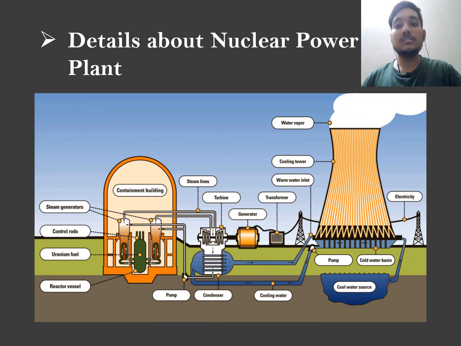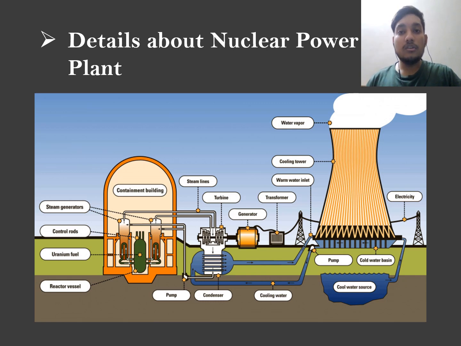Reactor core. This is the heart of the nuclear reactor where nuclear fission takes place. It houses the fuel assemblies, which contain fissile material like uranium-235. Steam generators. These large heat exchangers transfer heat from the reactor coolant loop to a secondary water loop, creating steam to spin the turbines. The steam spins the turbine blades, converting thermal energy from the steam into mechanical energy.